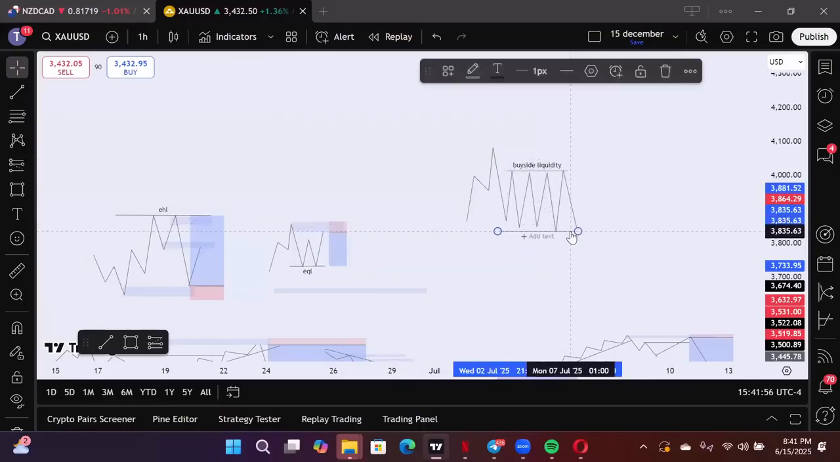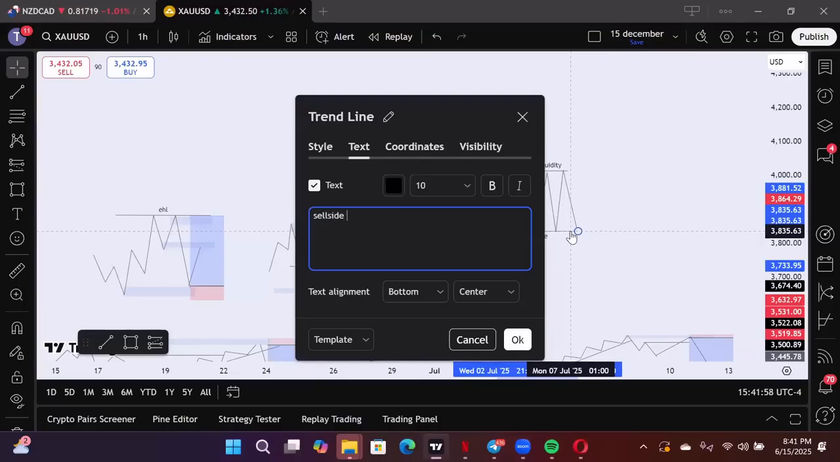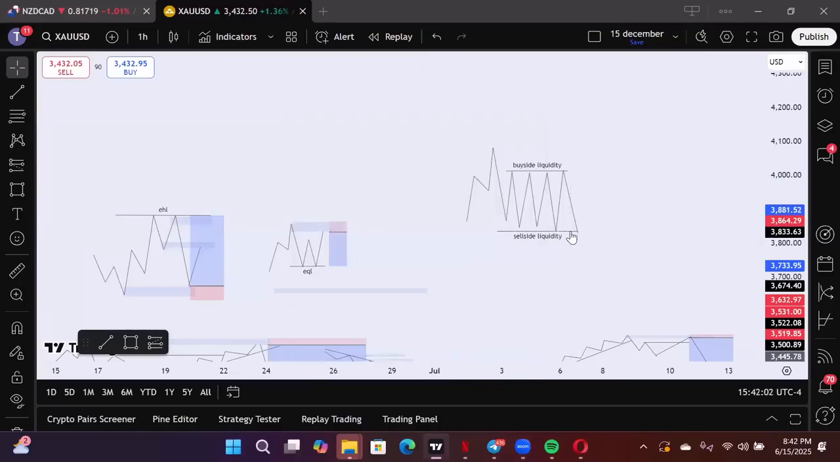Then down here, you call sell side liquidity. Now, what it means is that there's basically liquidity on this upside here, and there's also liquidity on the downside here. But what market is going to do first is this zone where the POI is, where market is going to go and sweep the liquidity first and trigger that POI.